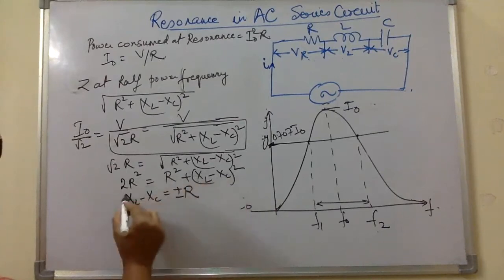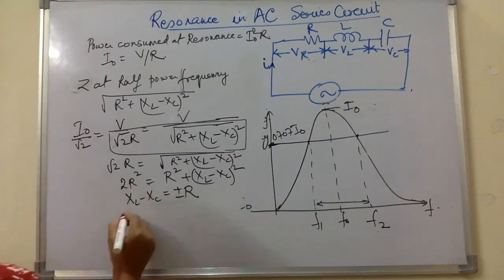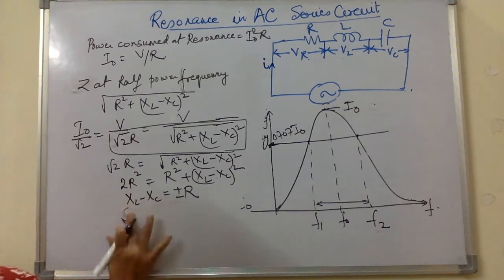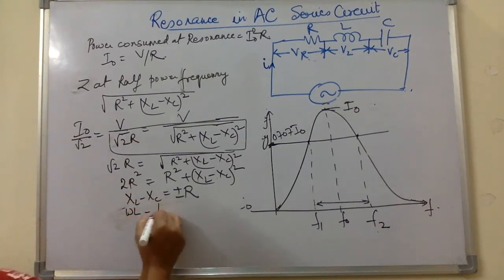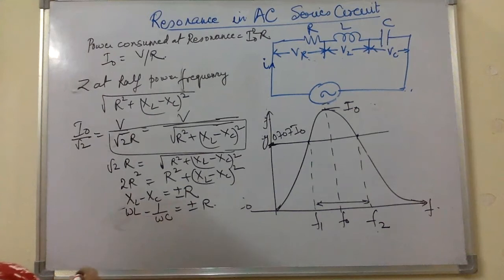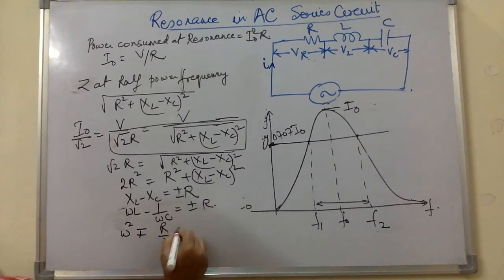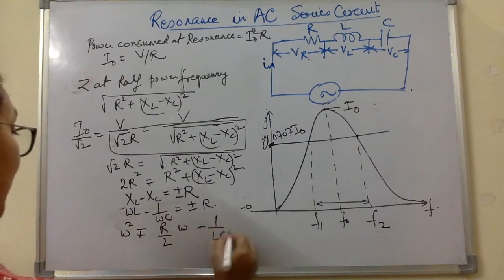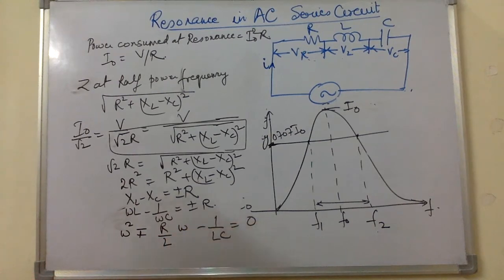(XL minus XC) whole square will be equal to R square, and we take the under root, that will be plus minus R. Now, we know that XL can be written as omega L, and XC as 1 by omega C. So, omega L minus 1 by omega C is equal to plus minus R. Just rearrange these equations and you will get a quadratic equation as omega square minus plus R by L omega minus 1 by LC is equal to 0.